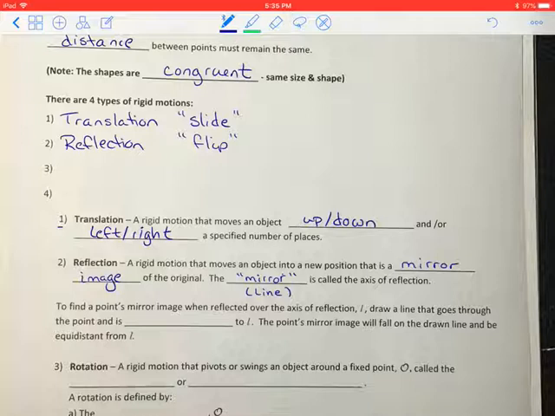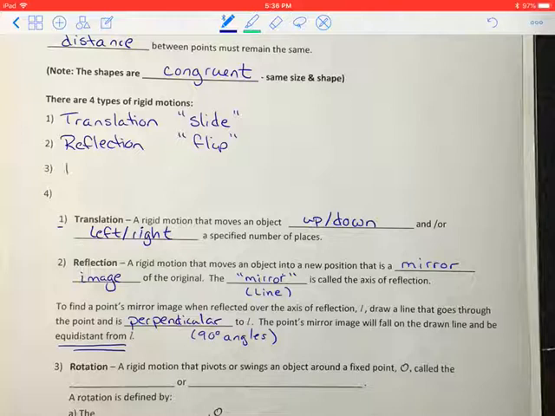All right, so to find a point's mirror image when it's reflected over the axis of reflection, we're going to draw a line that goes through the point and is perpendicular to our line. So remember, perpendicular means it forms 90-degree angles. Okay, the point's mirror image will fall on the line drawn and be equidistant from L. Okay, so this will make more sense when we actually do some reflections.